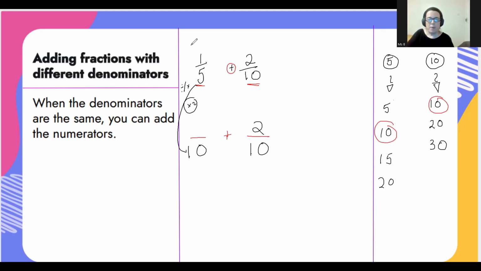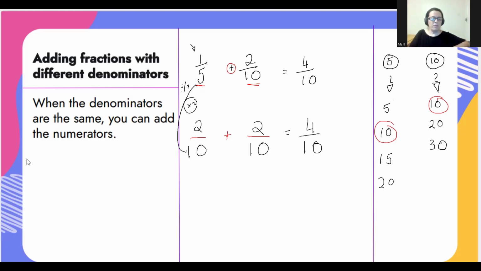Therefore, when I'm looking at my numerator, I'm going to do the exact same thing that I did with my denominator. I'm going to multiply 1 by 2. So 2 multiplied by 1 is 2. Really what that means is 1/5 is equivalent to or equal to 2/10. Now I can add them. 2 plus 2 is 4. And again, remember, my 10 stays the same. So 1/5 plus 2/10 equals 4/10.